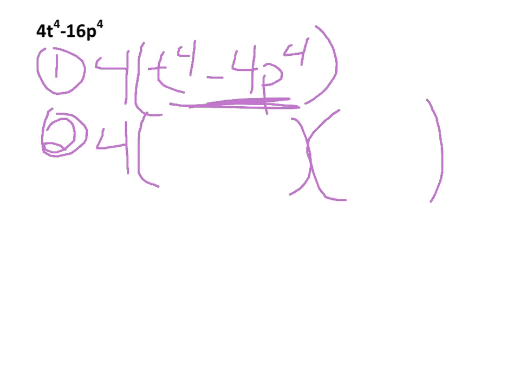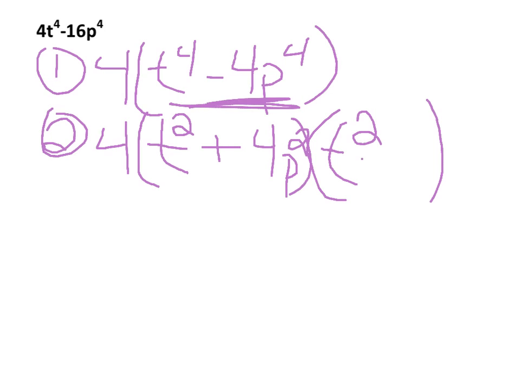You would break the t to the 4th down evenly into both parentheses, which would be t squared and t squared. And then you would have a plus 4p squared, minus 4p squared, because a positive 4 and a negative 4 would give you this negative 16 up here.